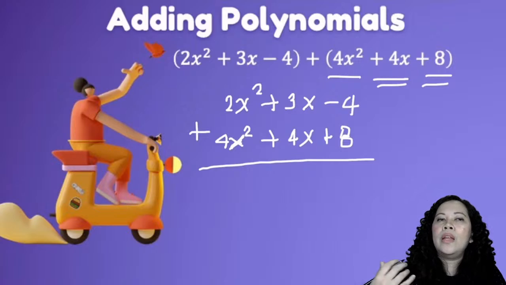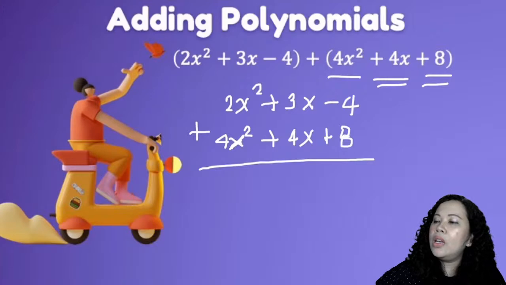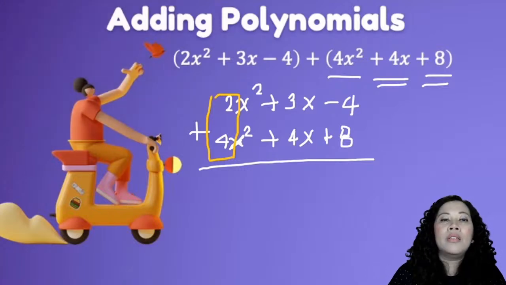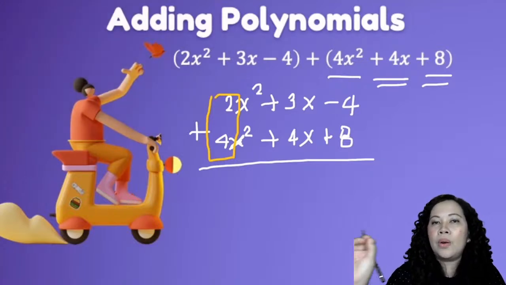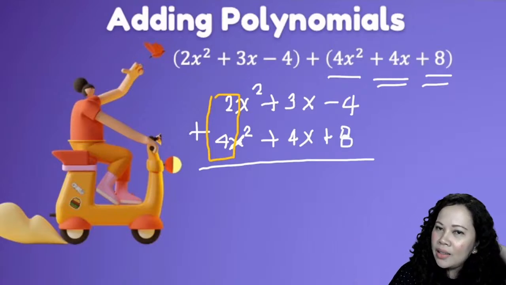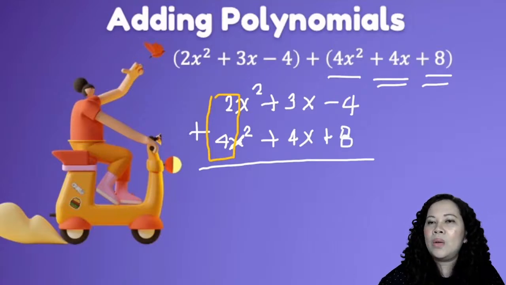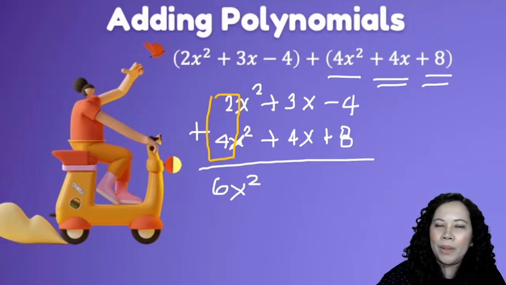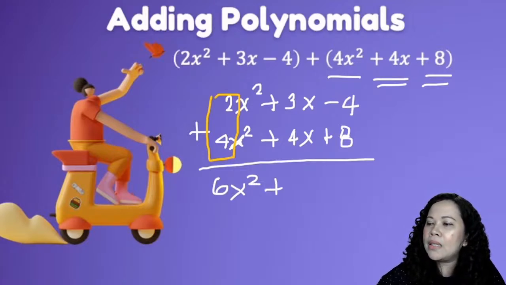Alright, so then we add. When we add, again, you only add the coefficient, that is the number, and then all we need to do is copy our variable or our like terms. So we have 4 plus 2, we have 6, copy x squared. It's very simple. Plus 3 plus 4, which is 7, copy x.